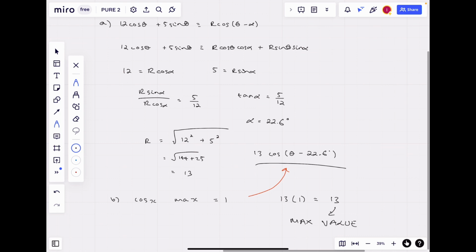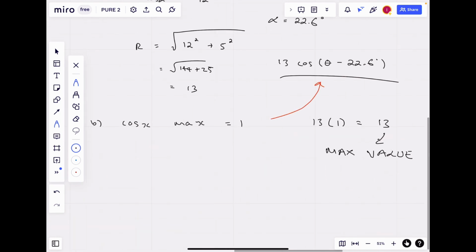And specifically, you want the minimum point, right? The smallest value. So what you're going to do is make cos(theta minus 22.6) equal to 1. Okay? So theta minus 22.6 is minus 360, 0, 360, and so on. If you just look at the cos graph, that's the case, right?